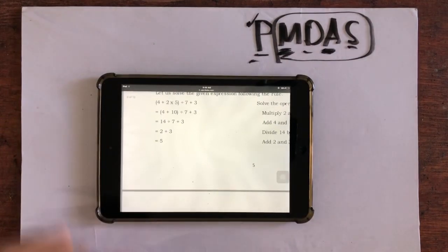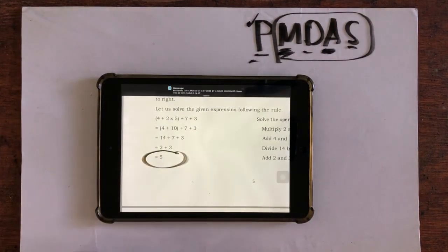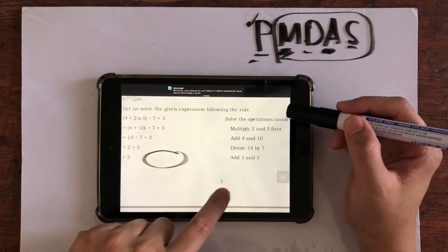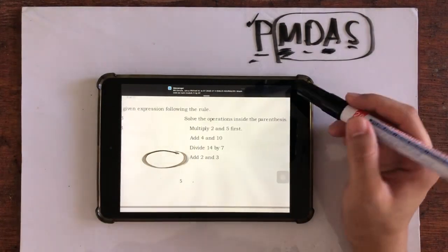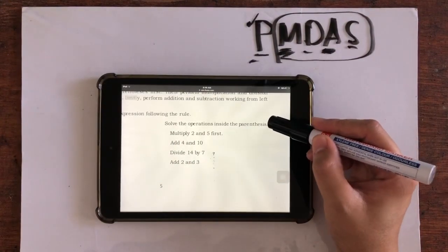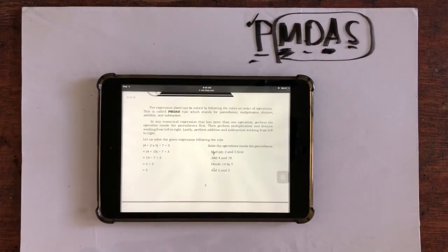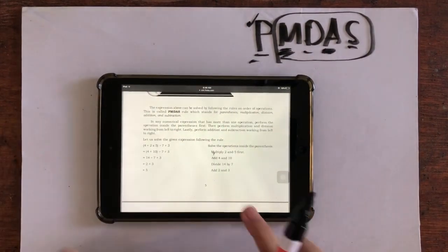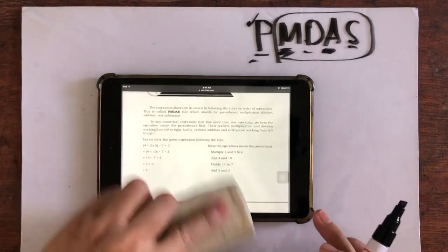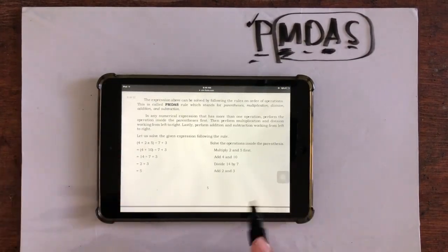Ayun, no. Ito yung ibinigay na sagot, which is 5. So katulad ng ginawa natin, sabi, first is solve the operations inside the parentheses. Ayun. So inuna niya yung nandoon sa loob ng parentheses.